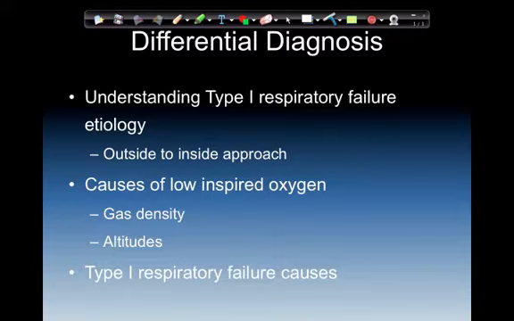Type 1 respiratory failure causes include barriers to the pulmonary tree and extrapulmonary causes. An example of this would be opiate overdose that would stop your respiratory drive, and impairment of the alveolar capillary interface.